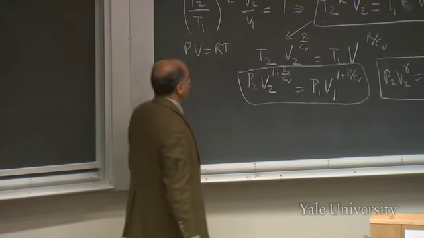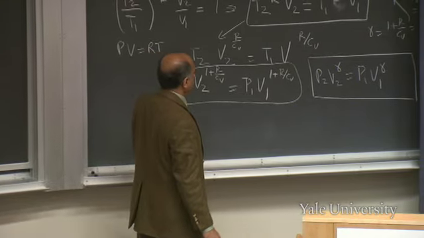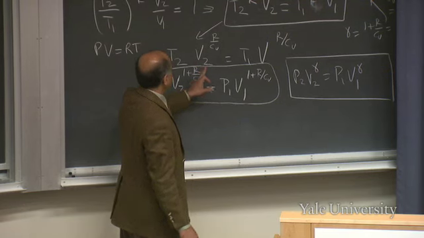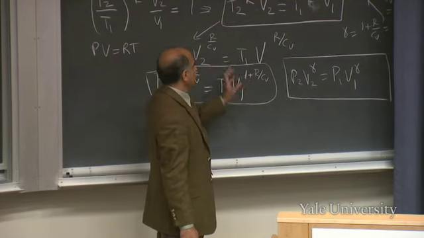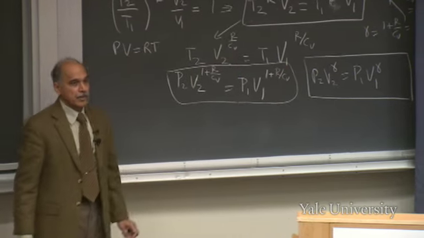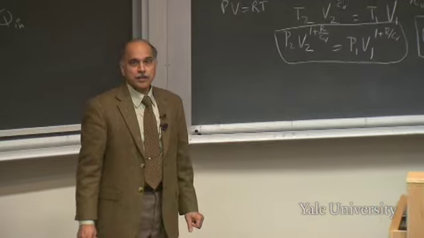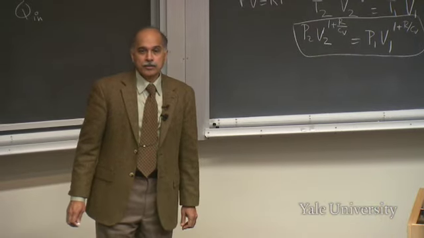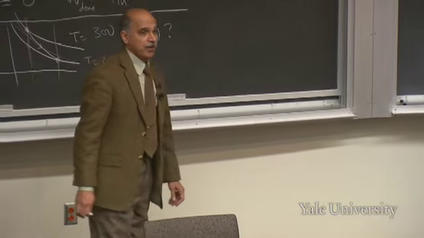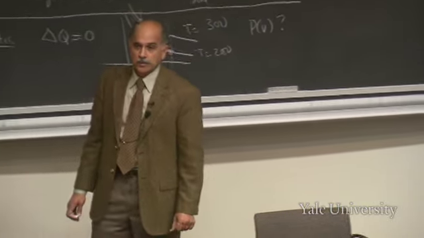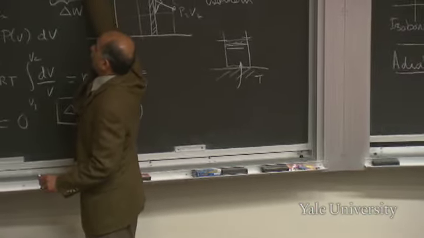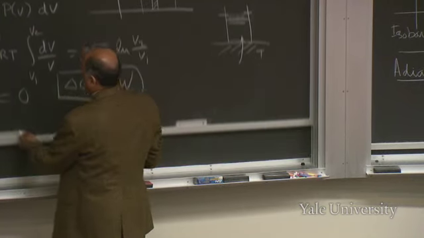That's one way to write it. But I will also expect you to know that you can write it in terms of temperature as temperature times volume raised to a strange power is equal to a constant before and after. Any questions? So what we have done is found pressure as a function of volume on an adiabatic curve. So I'm now going to do one last ingredient for the rest of the stuff, which is the following.